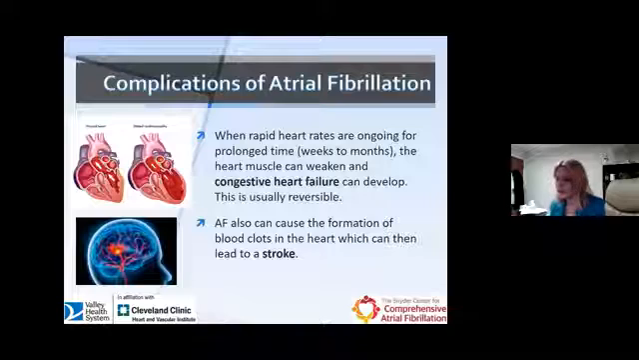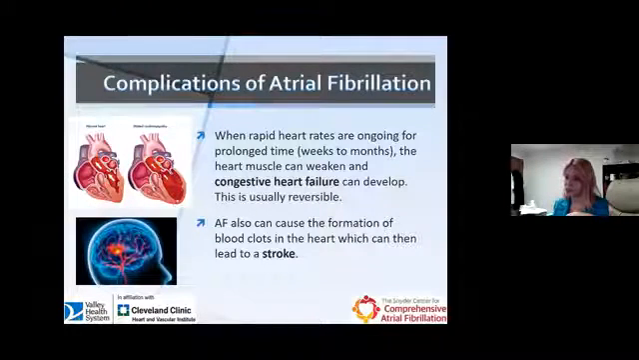Talking about complications of atrial fibrillation, there are two major complications. The most serious ones are congestive heart failure and a stroke. Congestive heart failure can develop when atrial fibrillation is present for many weeks or months, often in people who are not immediately symptomatic. And when the heart beats very fast for prolonged periods of time, it gets overwhelmed. And the heart muscle can become weak and dilated.